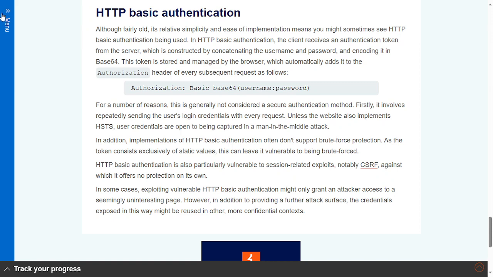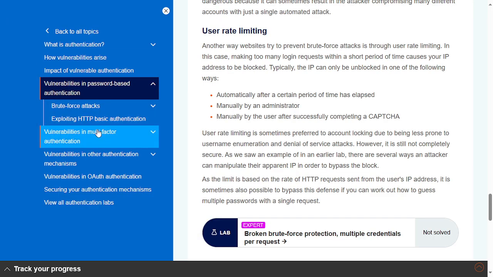So we'll finish up with the vulnerabilities in multi-factor authentication and vulnerabilities in other authentication mechanisms, as well as how to secure your authentication methods in the next part.